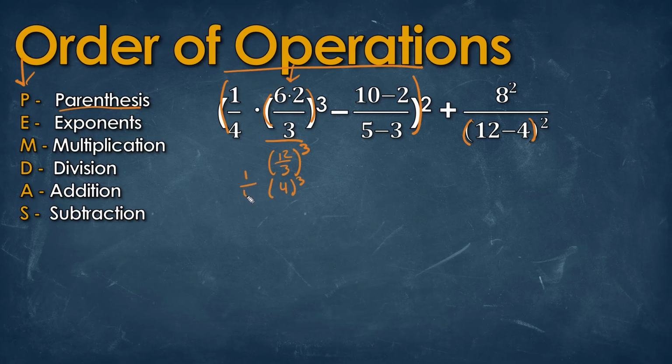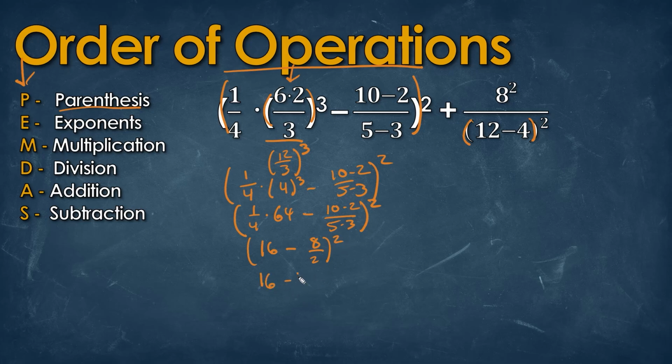We can add this additional item in here, and then the other set of fractions inside of our parentheses. And remember that that is squared. Now we can look at the exponents that are within our parentheses. So that's going to be 1 over 4 times 4 cubed, which is going to be 64, minus 10 minus 2 over 5 minus 3 squared. Now we can do multiplication and division inside of it. So 64 over 4 will give us 16 minus, that's going to be 8 over 2 squared. Simplifying that even more, we'd have 16 minus 4 squared, which is going to give us 12 squared.